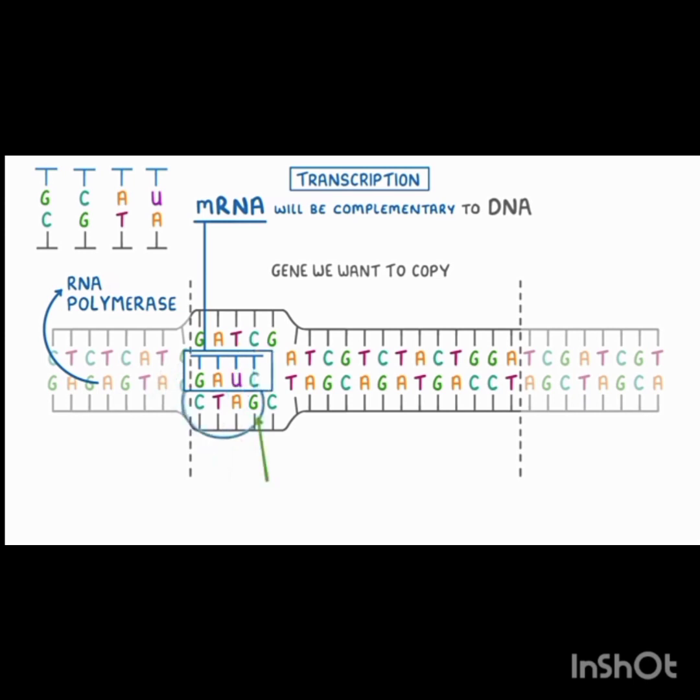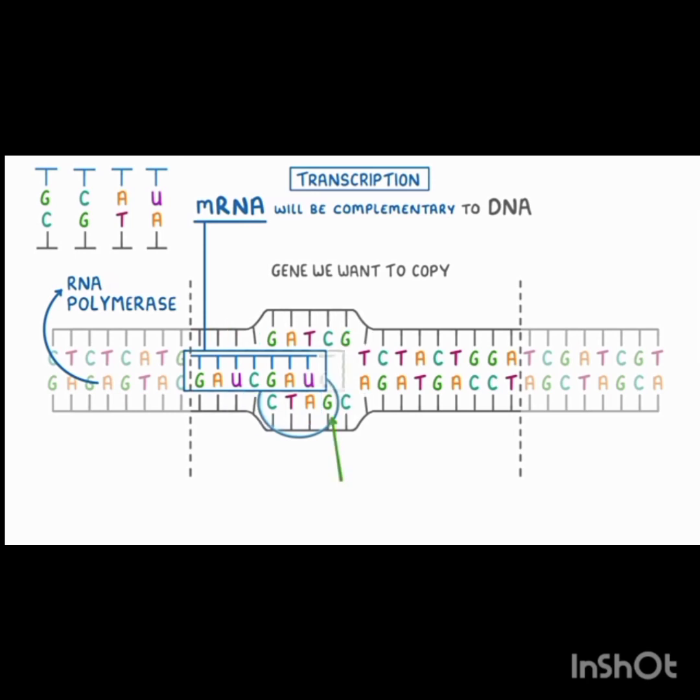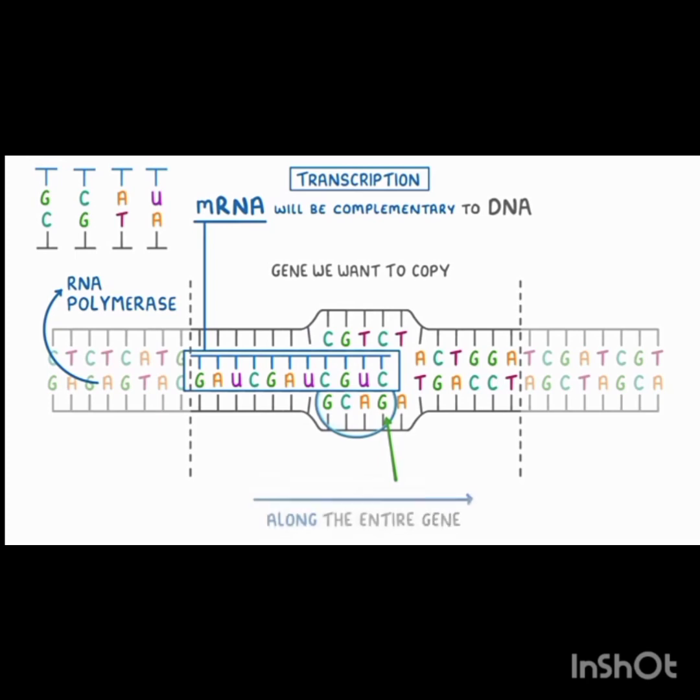Okay, in this way, the RNA polymerase will read the entire gene which it wants to copy. One thing we have to notice here is that at the head of the RNA polymerase the DNA strands are separated, whereas at the back of it they are closing. So in this way the entire DNA copy is read by the RNA polymerase.